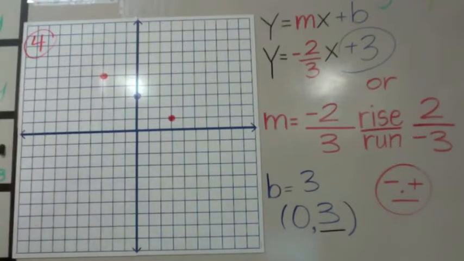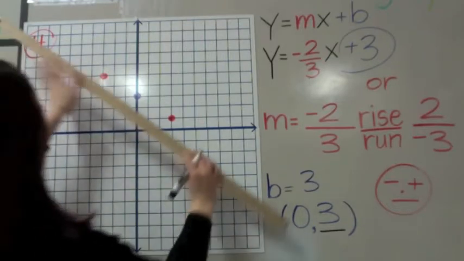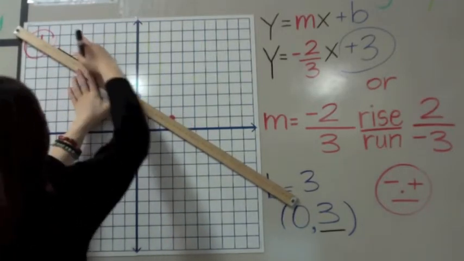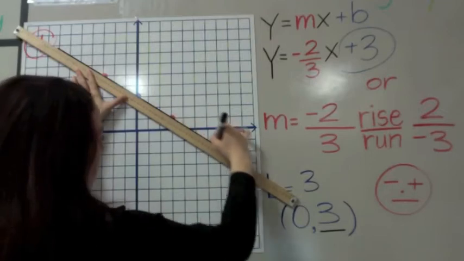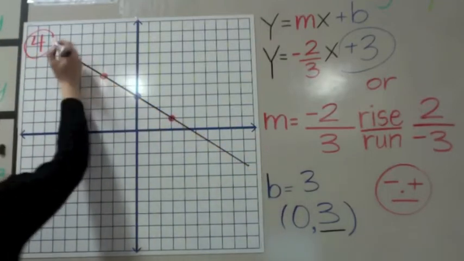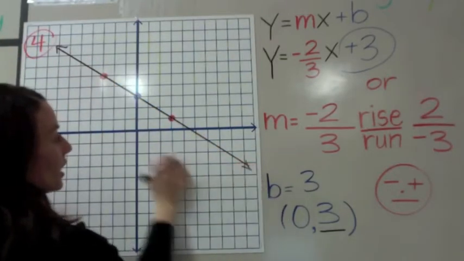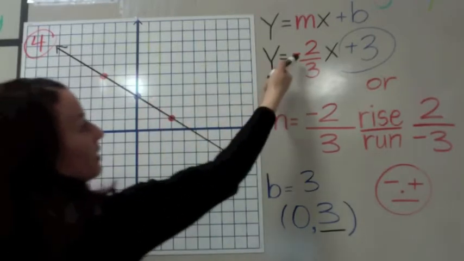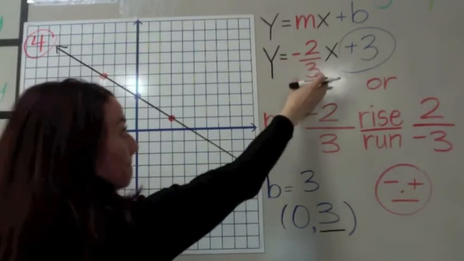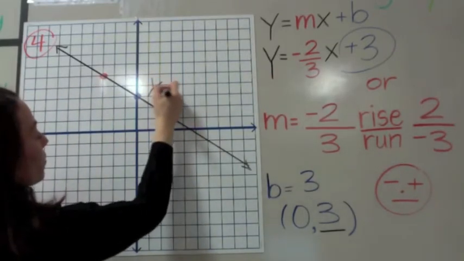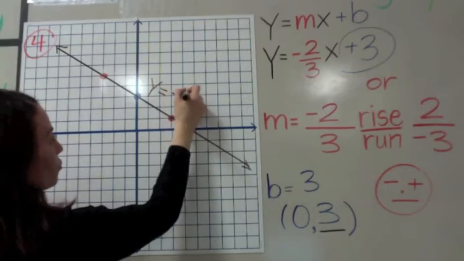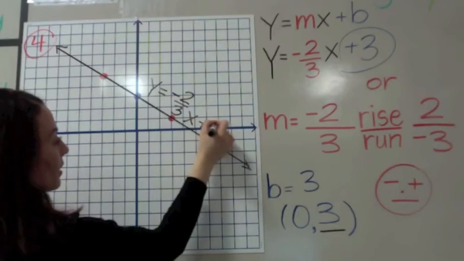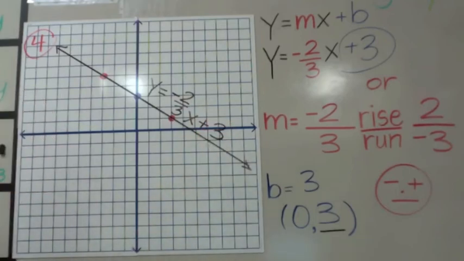What do you notice about the line? What kind of slope is it? We know it's a negative slope, right? You need to use a ruler, just like I'm using a meter stick or a yardstick. So this has a negative slope. The reason I know it's a negative slope is because m is negative. The equation for this line is y equals -2, you can keep that on top, thirds x plus 3. That's the equation for the line we just graphed. So go ahead and get that down.